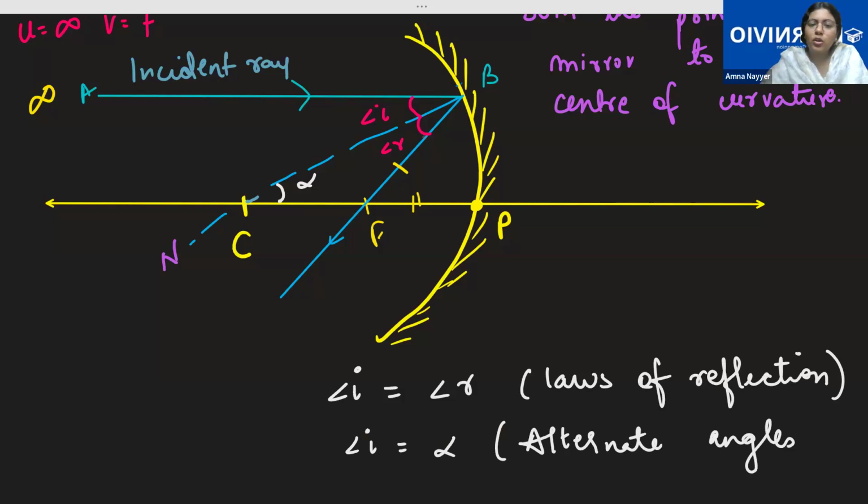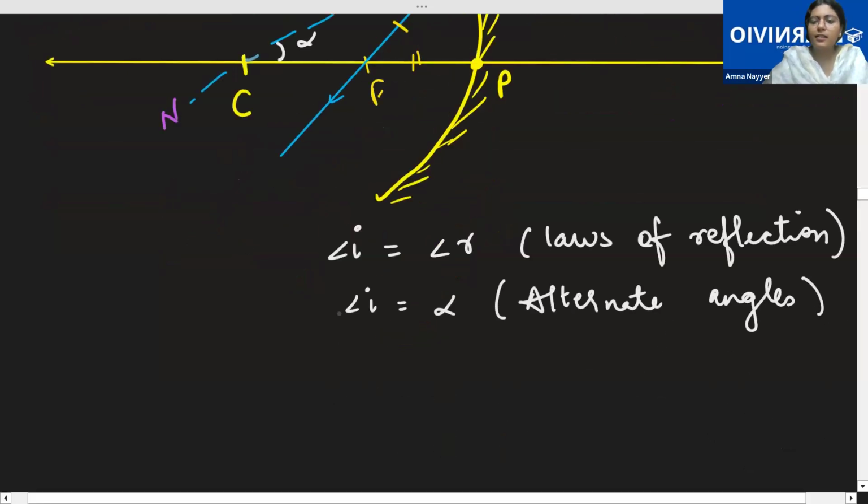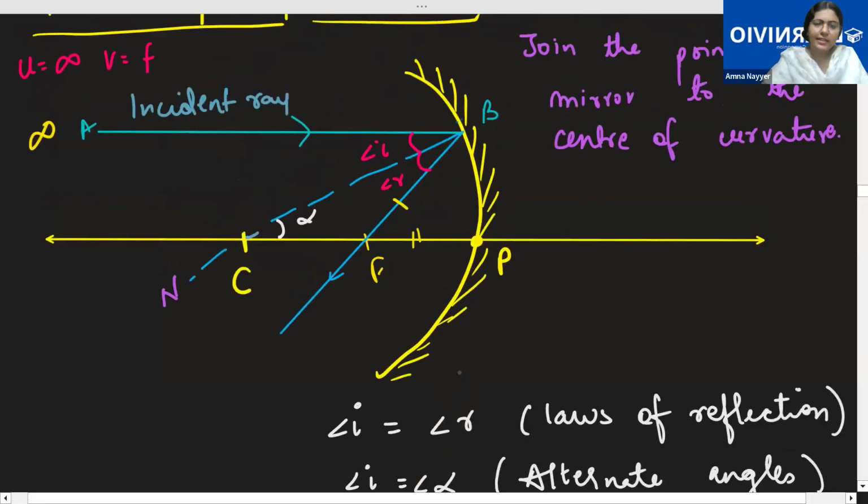Okay, now look, I is equal to R, I is equal to alpha. So I shall say alpha is equal to angle R. This angle alpha will therefore be equal to angle R. Plus, if this is the case, can you tell me what sort of triangle is formed here, BCF?